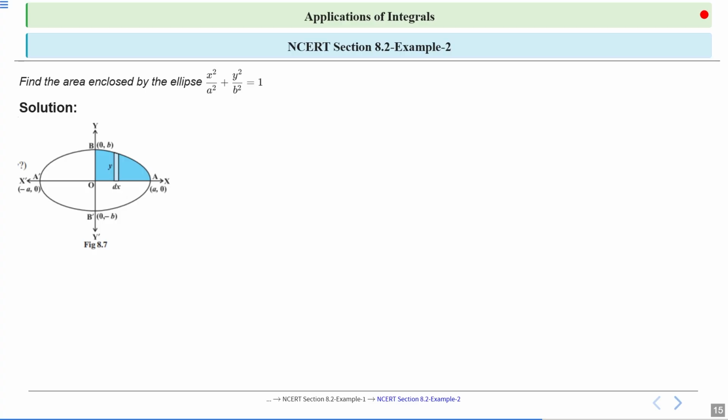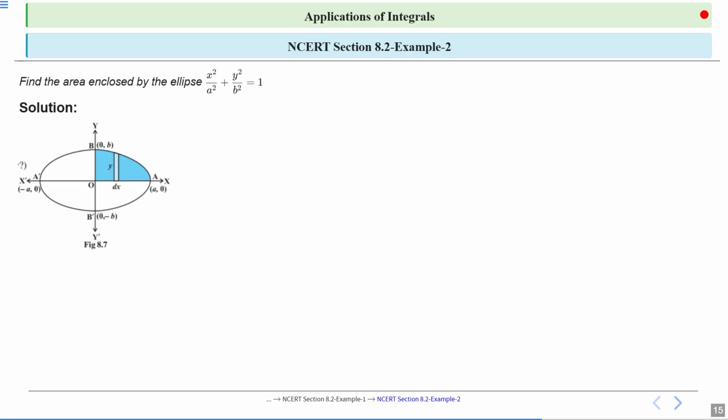When we draw the ellipse x²/a² + y²/b² = 1, we get figure 8.7. Here we can see the point A (a, 0), the point B (0, b), B' (0, −b), and A' (−a, 0). So now we have a graph, and we have to find the value of the area enclosed by this graph, the ellipse.